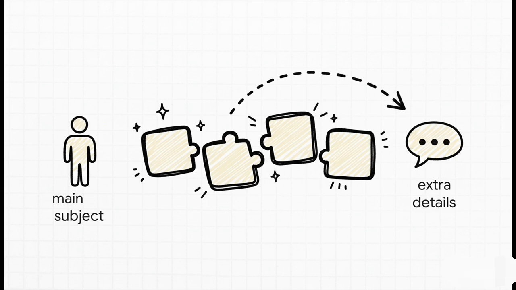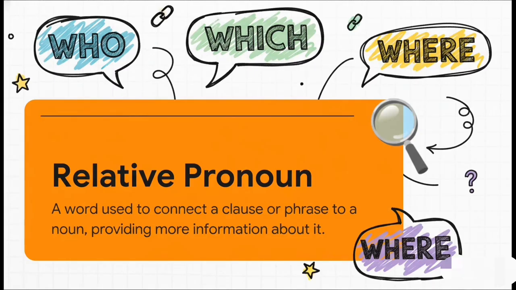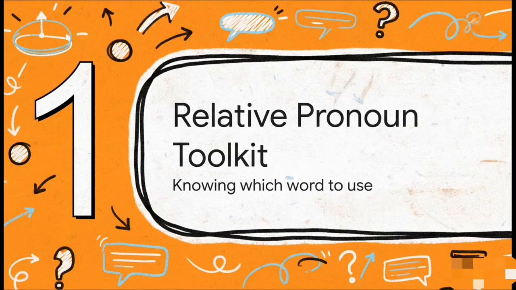In every single clue, these were the words doing the heavy lifting, linking our main subject to all those extra juicy details. And these handy little words have a name, of course. They're called relative pronouns. Their job is actually pretty simple, but so powerful. They just connect a descriptive phrase to a noun, giving us more information without having to start a whole new sentence. So the big question is, how do you know which one to use? Well, that's what this next part is all about. Let's think of this as your personal toolkit for building better, stronger sentences.